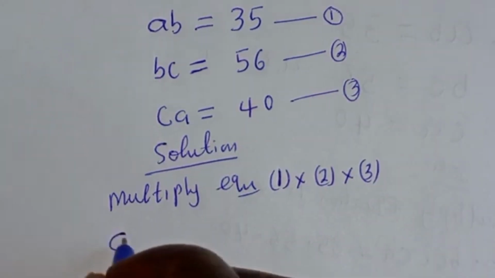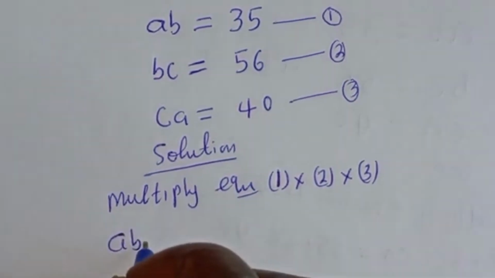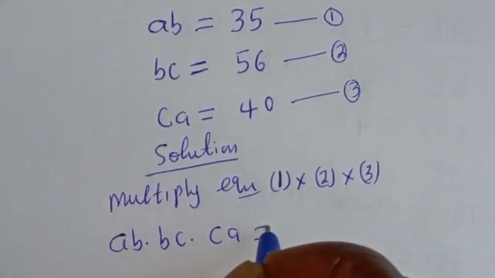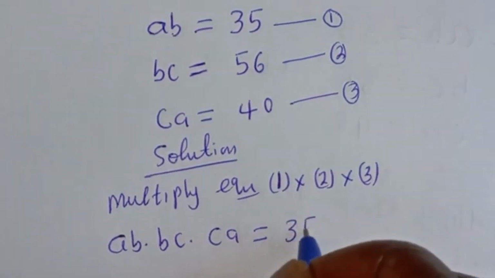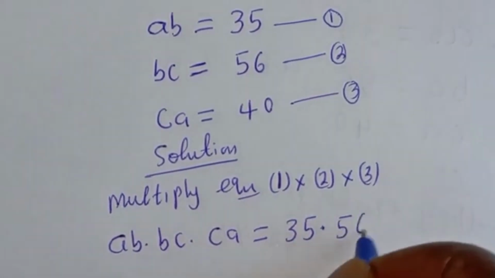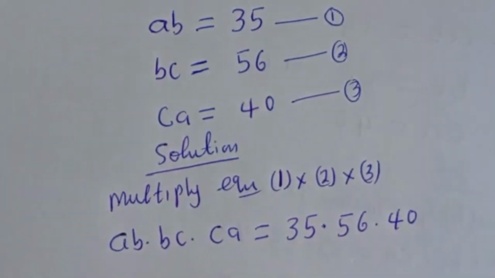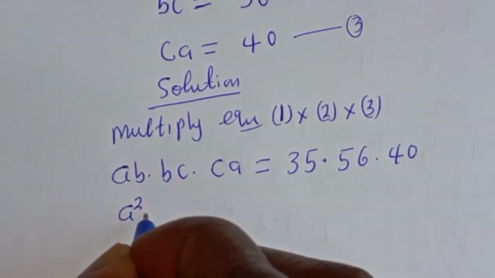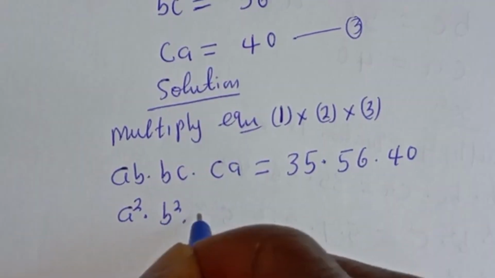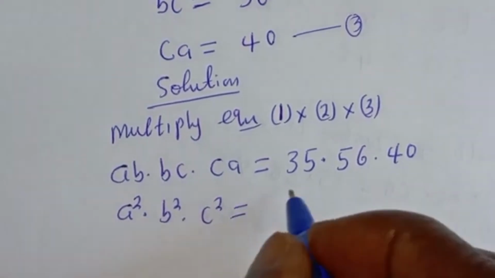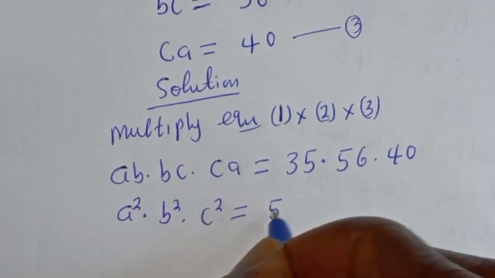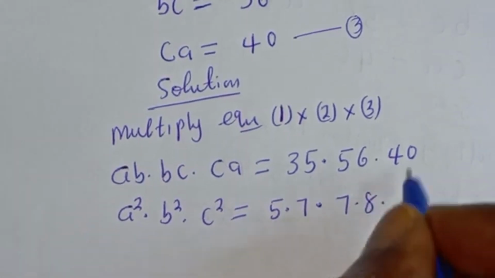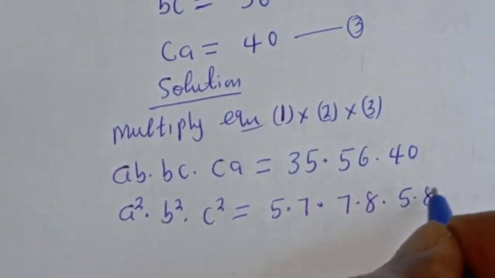Then this is AB multiplied by BC multiplied by CA is equal to 35 multiplied by 56 multiplied by 40. And this is A square multiplied by B square multiplied by C square is equal to 35, which is 5 multiplied by 7, multiplied by 56, which is 7 multiplied by 8, multiplied by 40, which is 5 multiplied by 8.